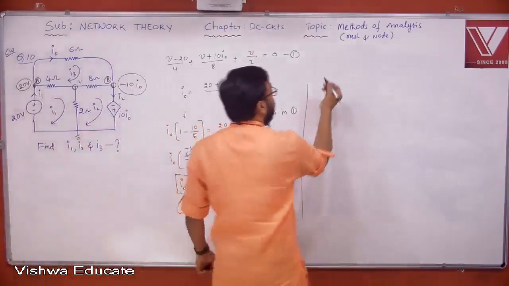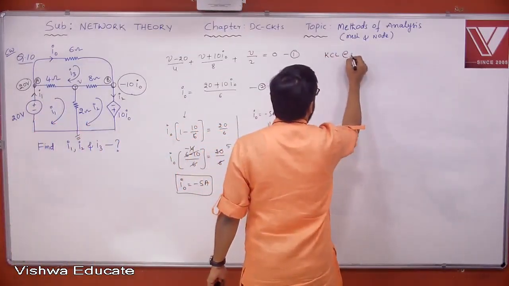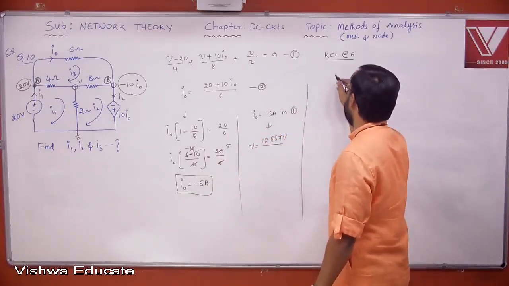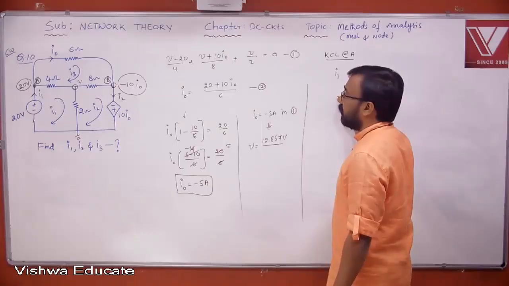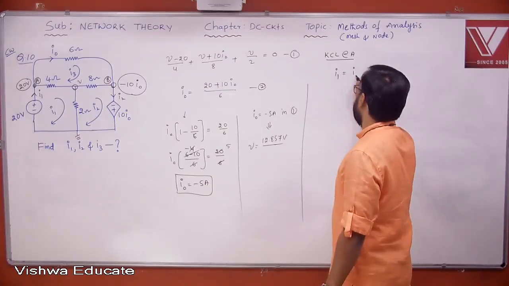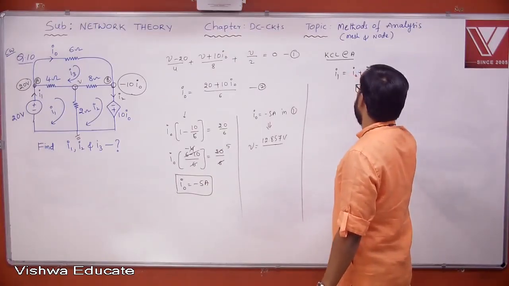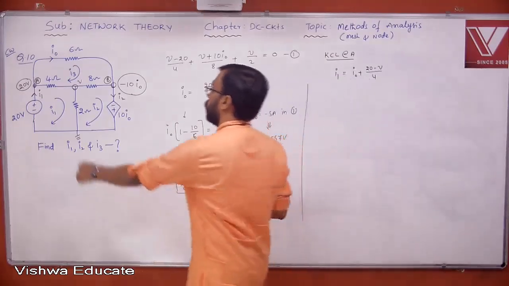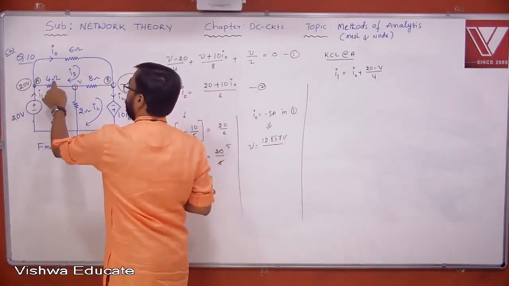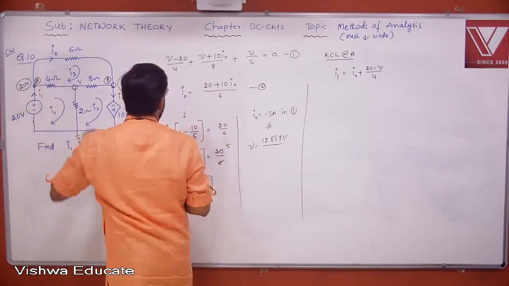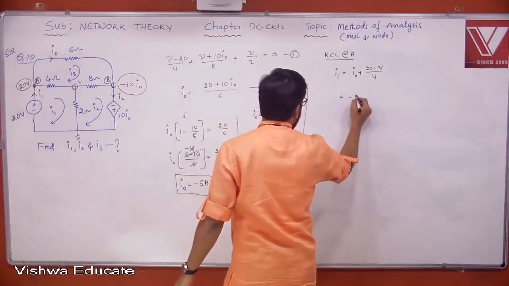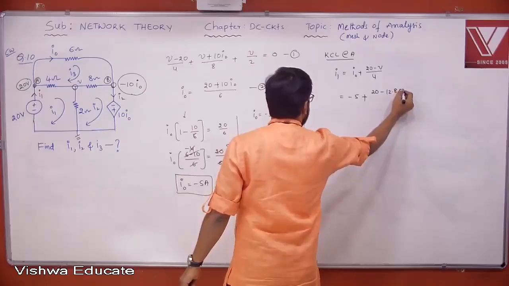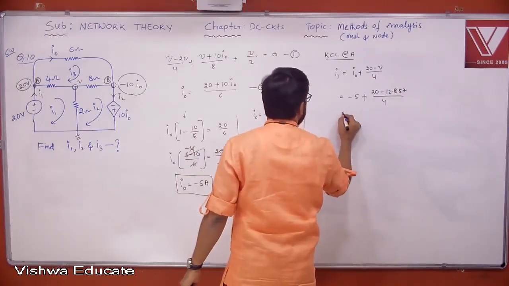First we apply KCL at node A. I1 is entering. I naught is leaving, plus (20 minus V) by 4 is also leaving. Yes or no? (20 minus V) by 4 is leaving. I naught is leaving, I1 is entering. So what is I naught? You know very well, minus 5 plus (20 minus 12.857) by 4. You get this.